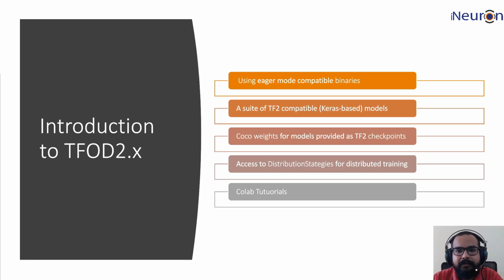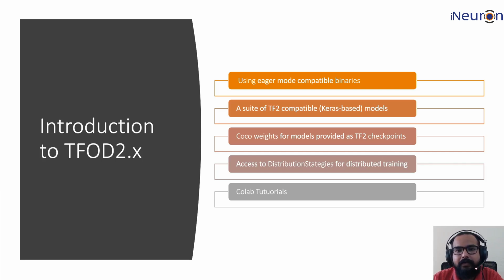The next thing that came into the picture is the suite of TF2 compatible models. As we know, TF2 adopted Keras. Because of that, the model format has changed, and based on that, all the new model formats have been provided in the new model suite. Then the COCO pre-trained weights are available for TF2 checkpoints. All the old checkpoints that were previously available for TensorFlow 1 have been changed for TensorFlow 2, and based on the new version update, all the model weights are formatted based on the new model format that came.